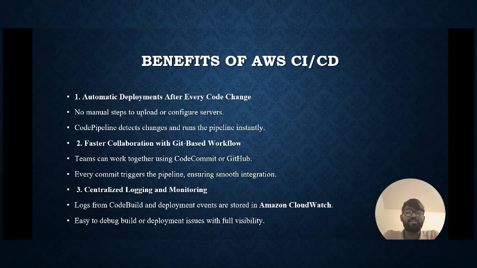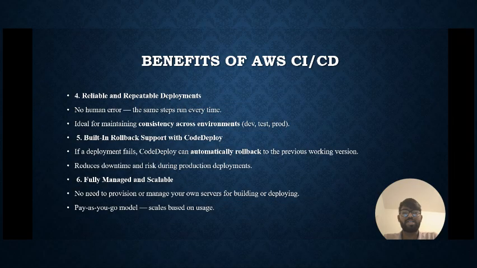The benefits of CI/CD: automatic deployments after every code change, with no manual steps to upload or configure servers. CodePipeline detects changes and runs the pipeline instantly. Faster collaboration with a Git-based workflow. The team can work together with CodeCommit or GitHub. Every commit triggers the pipeline, which ensures smooth integration. Centralized logging and monitoring means it is easy to debug build or deployment issues with full visibility, and deployment events are stored in Amazon CloudWatch.